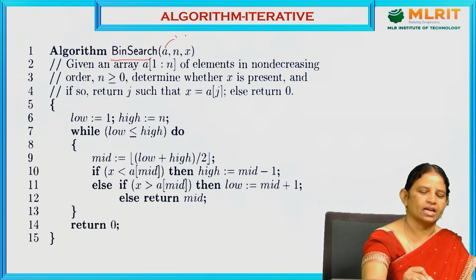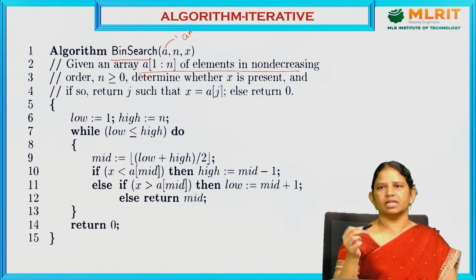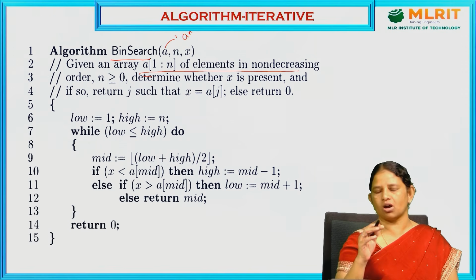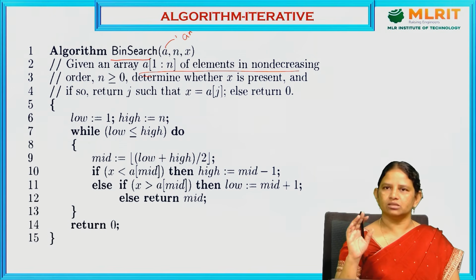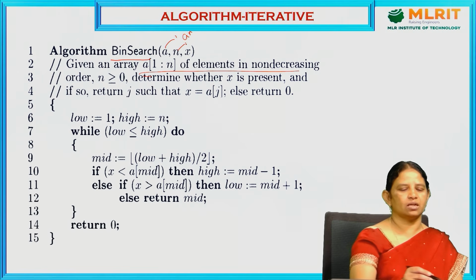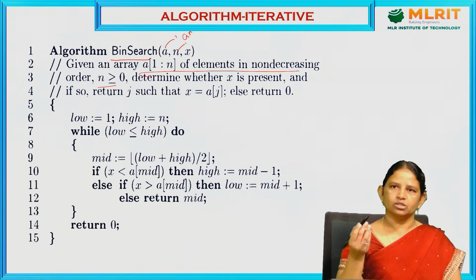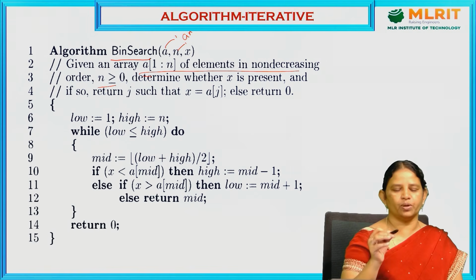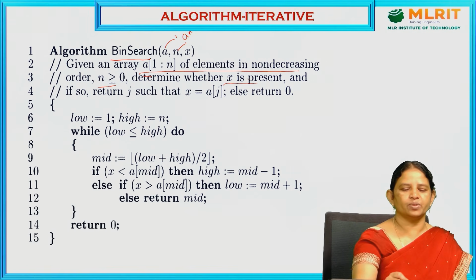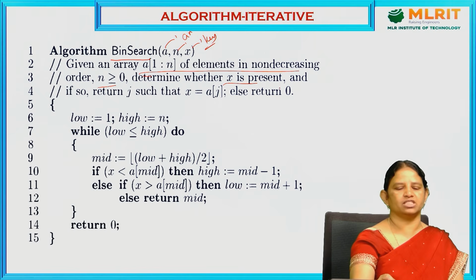A is an array. It contains the elements 1 to n, which are in increasing order. That means all the elements are in ascending order. N is the number of elements, that means n is greater than or equal to 0, so at least one element should be present in the list. X means the key element which is to be searched.